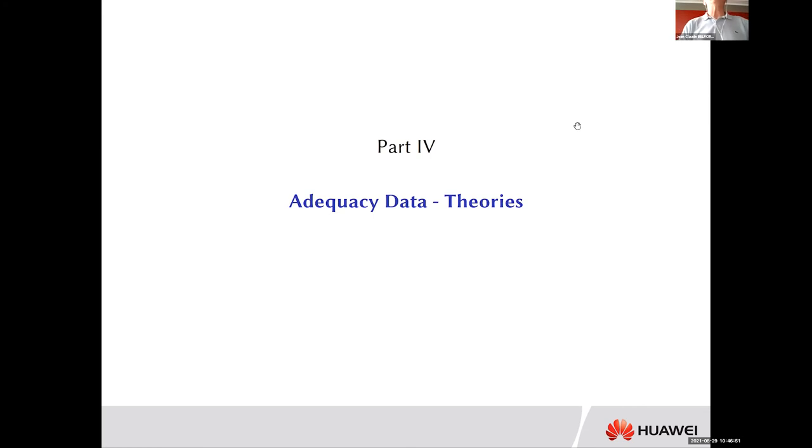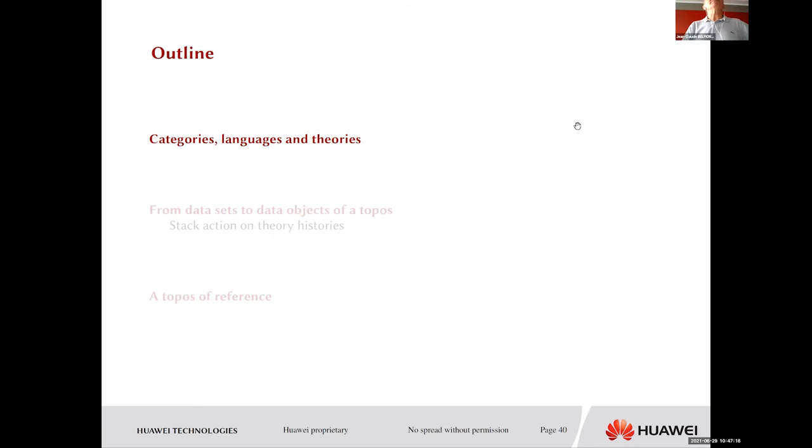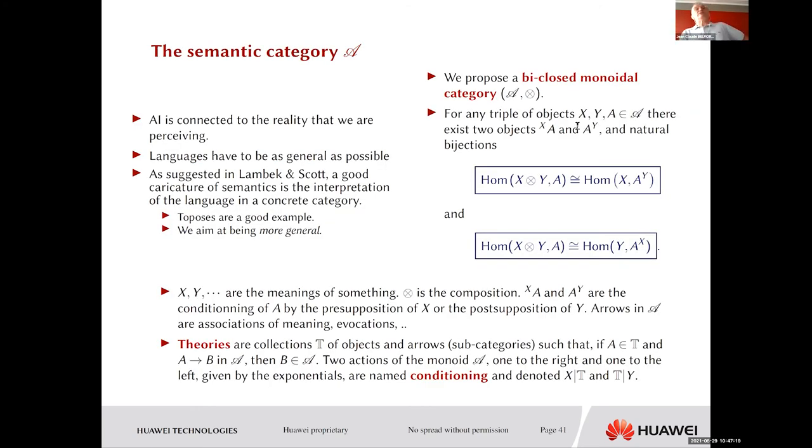Okay, so now let's go to part four, which is related to the notion of semantic information. If we want to define what semantic information is, then we need to understand how semantics appears, for example, if you use a neural network. First of all, the semantic category that we will consider is quite a general category. Artificial intelligence is connected to the real world, the one that we are perceiving. And so in this case, languages have to be as general as possible.